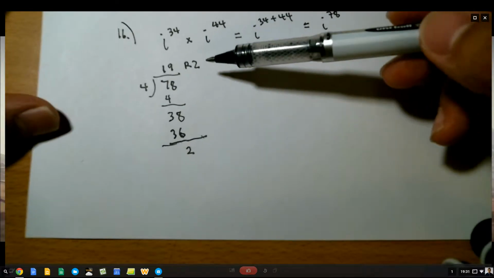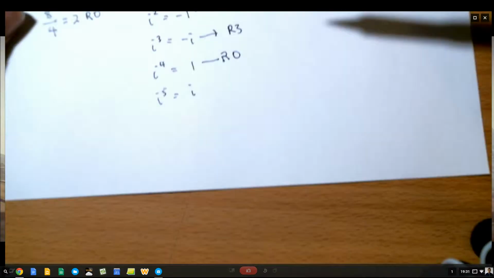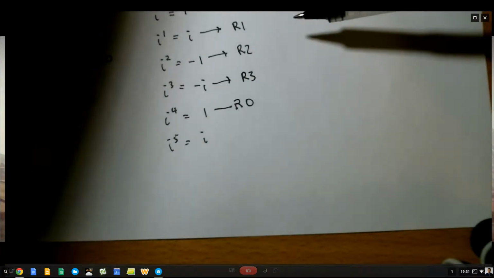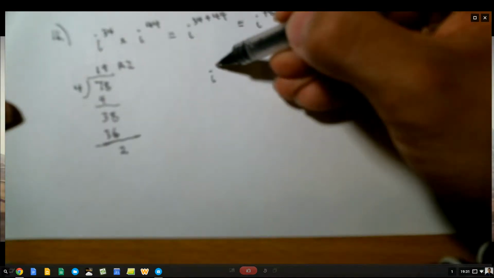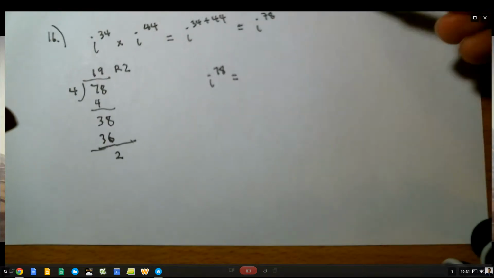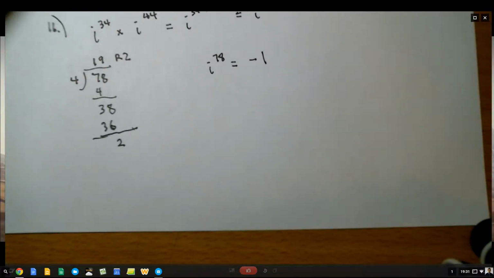What that means is, to get to 78, this pattern of 4 cycles 19 times, and you're left with a remainder of 2. So remember what we did earlier? A remainder of 2 gives you negative 1. So we have i to the 78, it has a remainder of 2, and that is equal to negative 1. Okay?